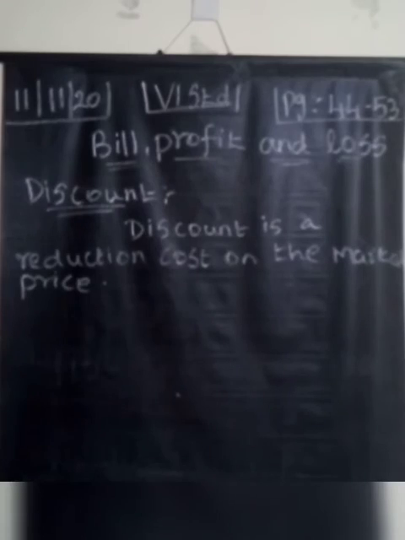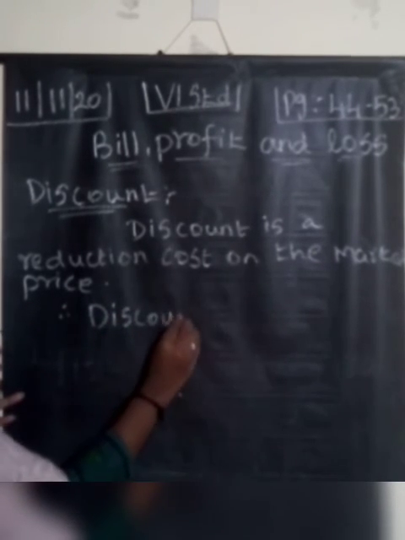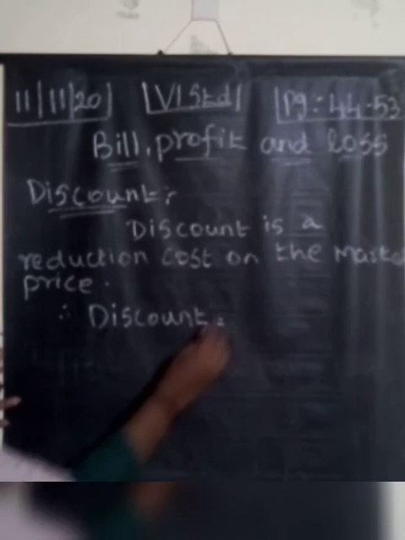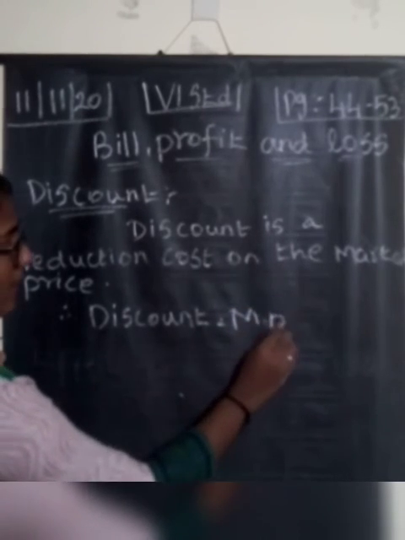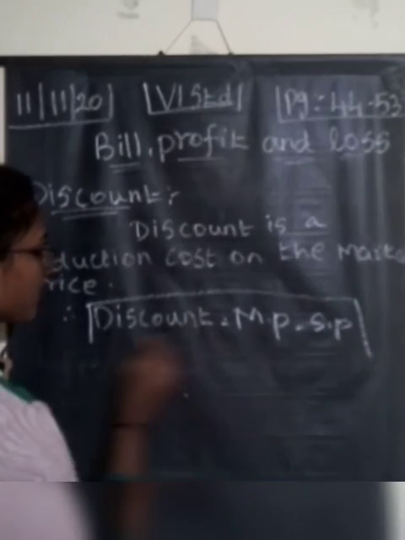The next one is discount. Discount is a reduction in cost on the marked price. Therefore discount equals marked price minus selling price.